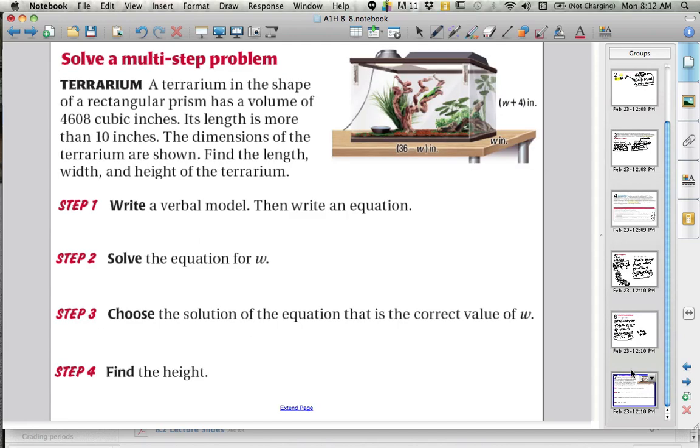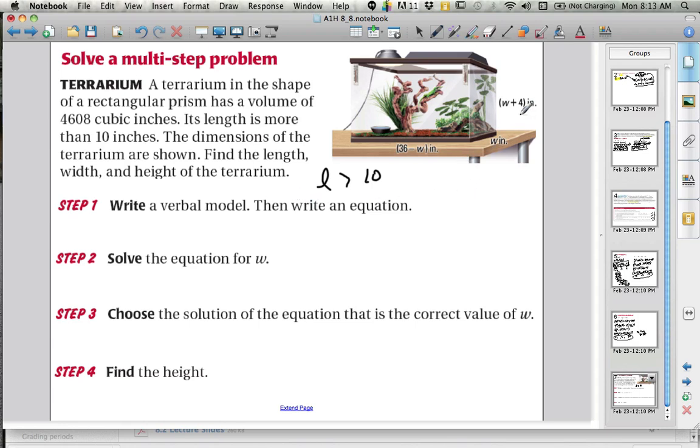Okay, and one final example. We have a terrarium here, and they've given me some dimensions for this terrarium. It's the shape of a rectangular prism, and it has a volume of 4,608 cubic inches. Its length is more than 10 inches. Okay, so I know that L is greater than 10. The dimensions of the terrarium are shown. Find the length, width, and height.